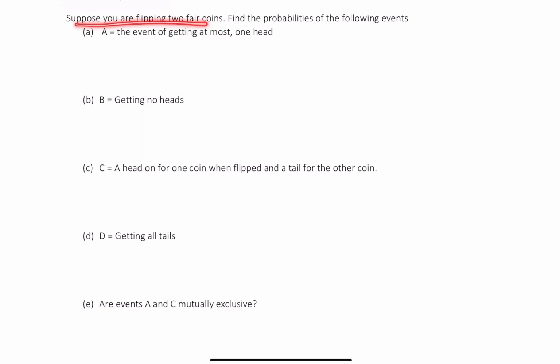Suppose you are flipping two fair coins. Find the probabilities of the following events. Before we get into these, let's quickly identify our sample space.